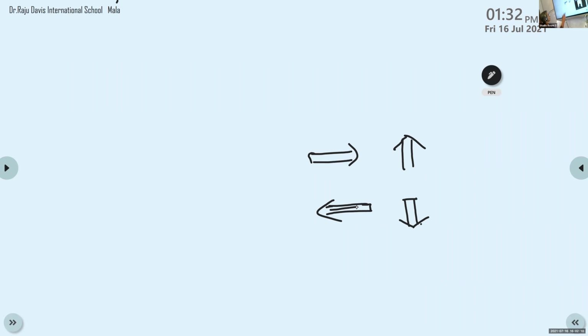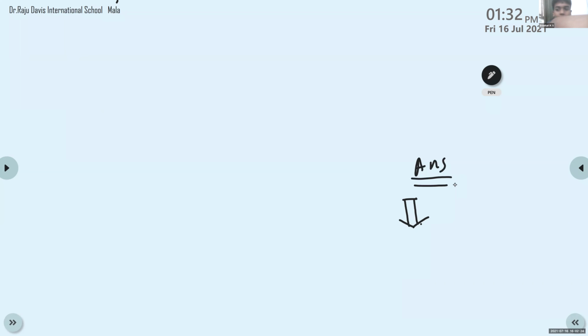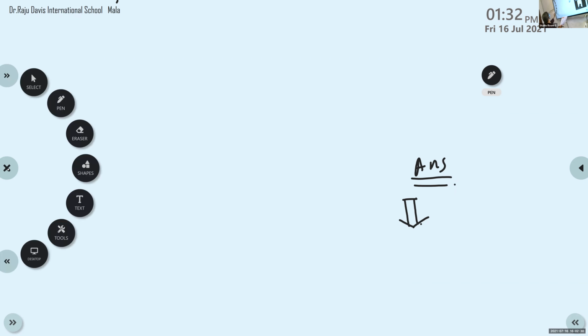Already they have marked this; only the answer you have to do. This is the shape. If you want, you can color it. And we can color the arrow if I want? Yes, because it will look nice in your figure.